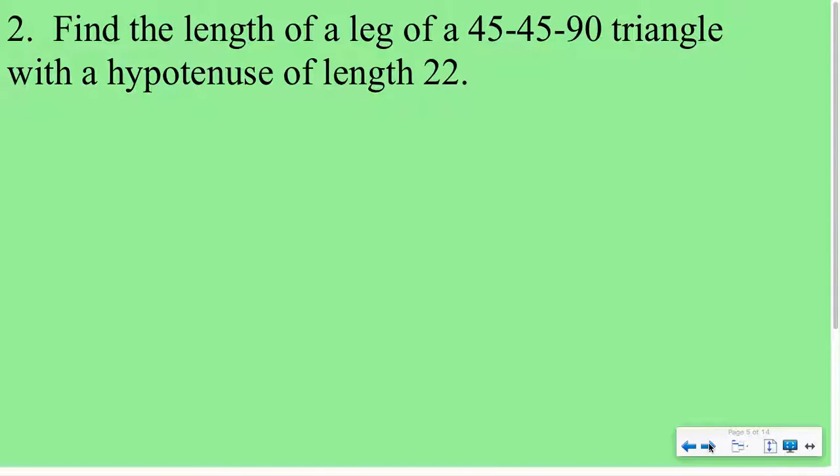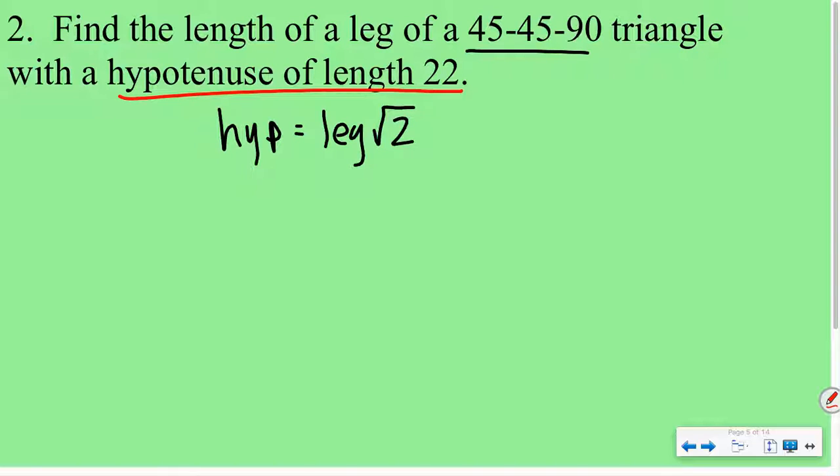Alright, let's try 2. Find the length of the leg with a hypotenuse of length 22. So they're telling us it's a 45, 45, 90. So our rule for today, hypotenuse equals leg times the square root of 2. Take what you know and plug it in. They give me the value of 22. Is that representing the hypotenuse or the leg? The hypotenuse. With a hypotenuse of length 22. So we're going to substitute 22 in for the word hypotenuse. We're trying to find the leg, so I'm going to call that x times square root of 2.